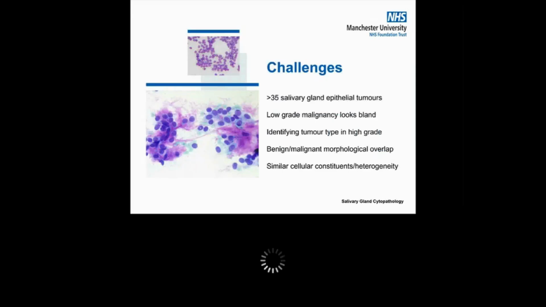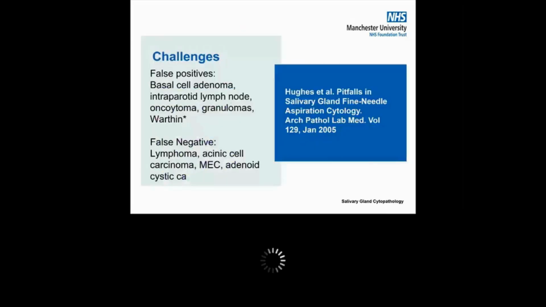Salivary gland cytopathology, however, can be challenging, and this is because there are over 35 different salivary gland epithelial tumours which show significant morphological overlap. Within the salivary gland, low-grade malignancy can appear morphologically bland and result in false negative diagnoses. Here are some of the common challenges we face with regards to false positive and false negative for malignancy within the salivary gland, and we'll go on to discuss some of these later on in the presentation.